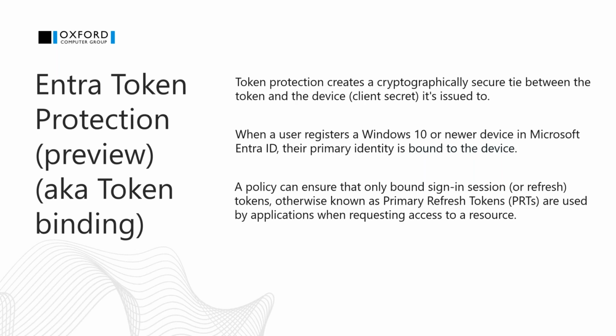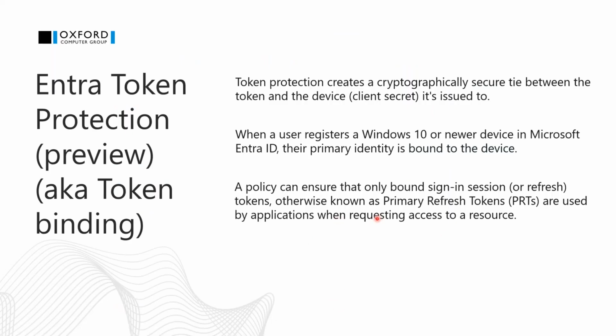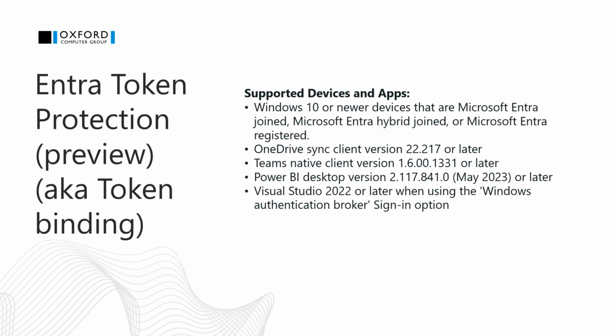You can then use a policy to ensure this, like the previous screen showed, I'll flip back there. In your conditional access policy, if you have that box checked under session, require token protection, you can then require that the sign-in or refresh token is the only thing used by the application when requesting access to a resource. So it has to be that device and that specific token. If a token is stolen and there's a device somewhere halfway around the world where the attacker is, and they try to replay that token, it's going to fail.